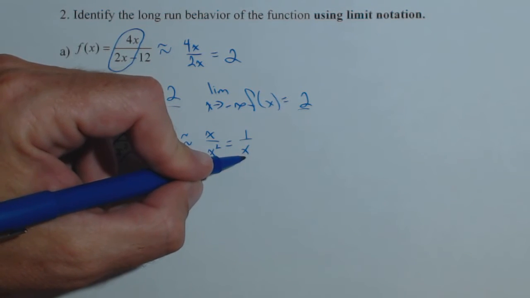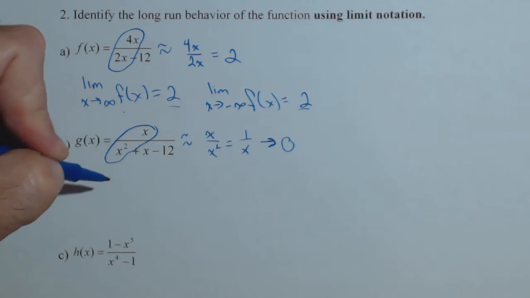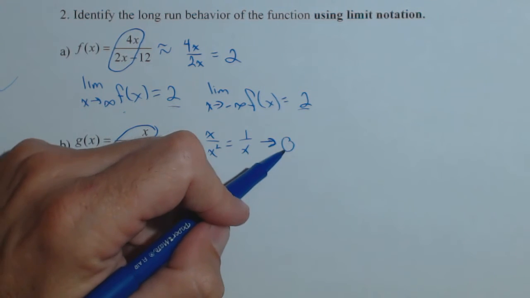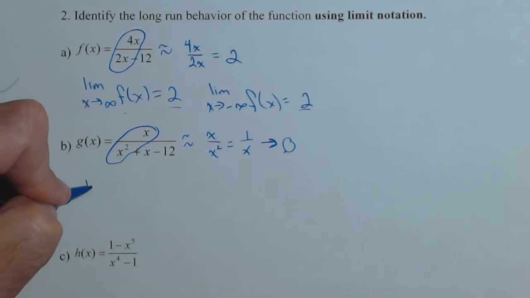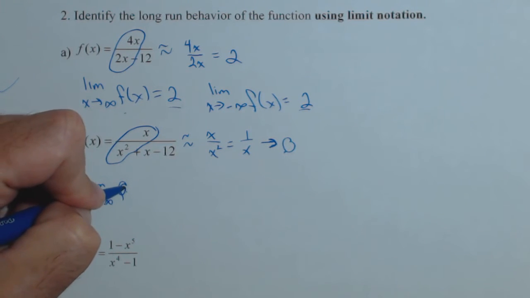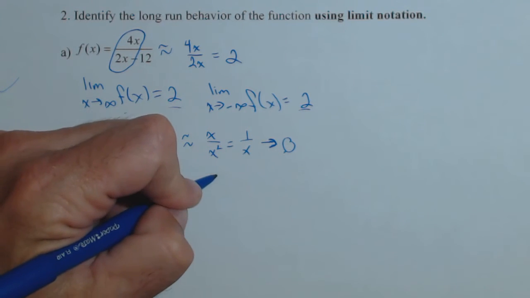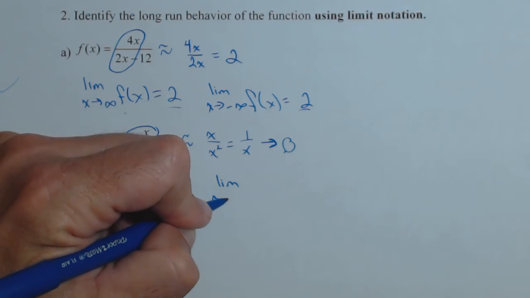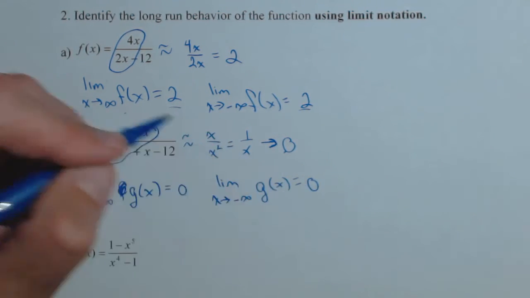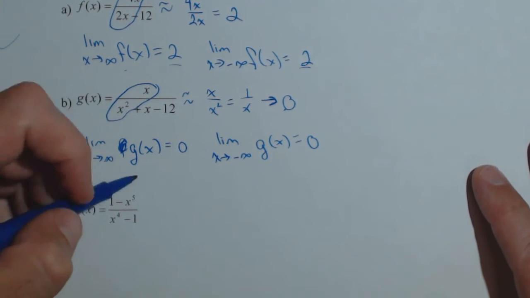As x goes to infinity, this thing is going to go to 0. So I'm going to use an arrow instead of equals because it's not equal to 0. And so that, again, that's a horizontal asymptote. So just like in A, we have the limit as x goes to infinity means both our ends, oops, not f of x this time, g of x equals 0. And then we've got the other end, limit as x goes to negative infinity of g of x equals 0. So when we have that horizontal asymptote, both ends go to the same place.